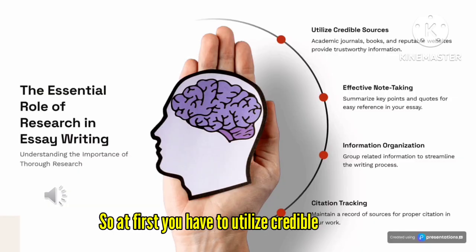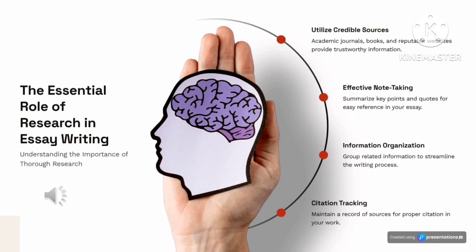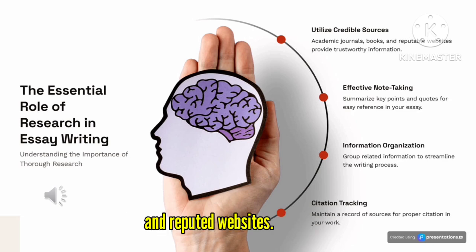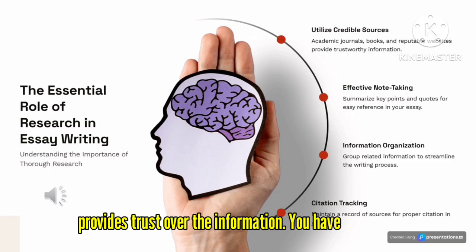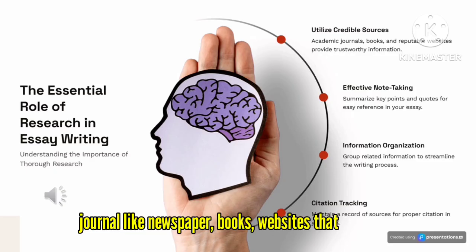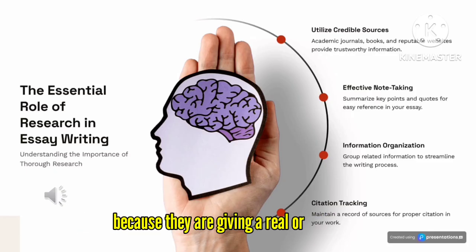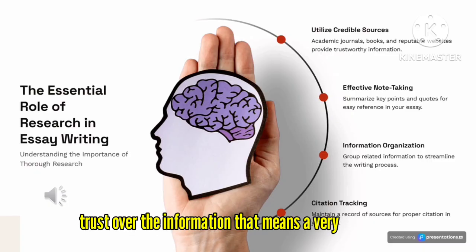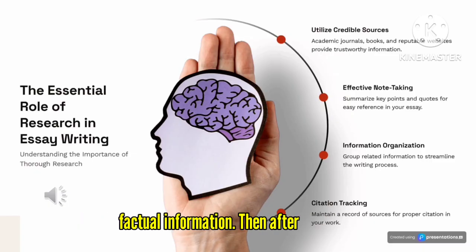So at first you have to utilize credible sources, for example, academic journal, books, and reputed websites provides trustworthy information. You have to gather information from journal like newspaper, books, websites, because they are giving a real or trustworthy information. That means very factual information.